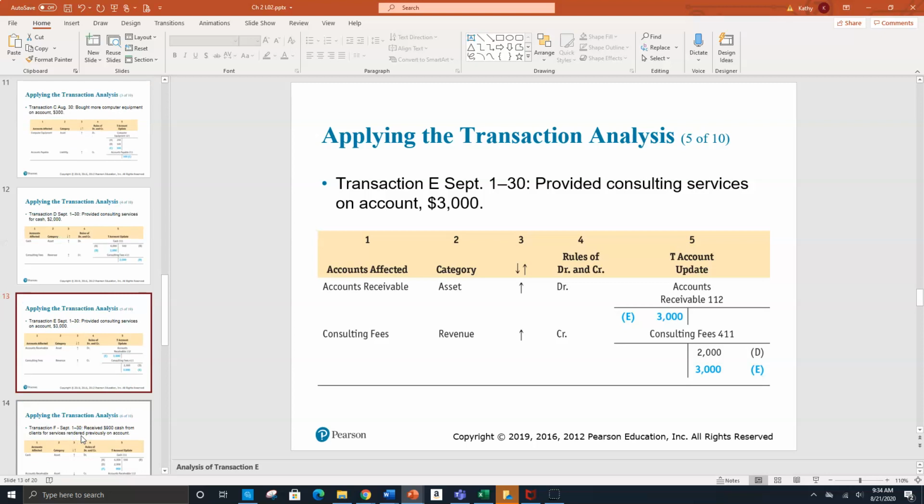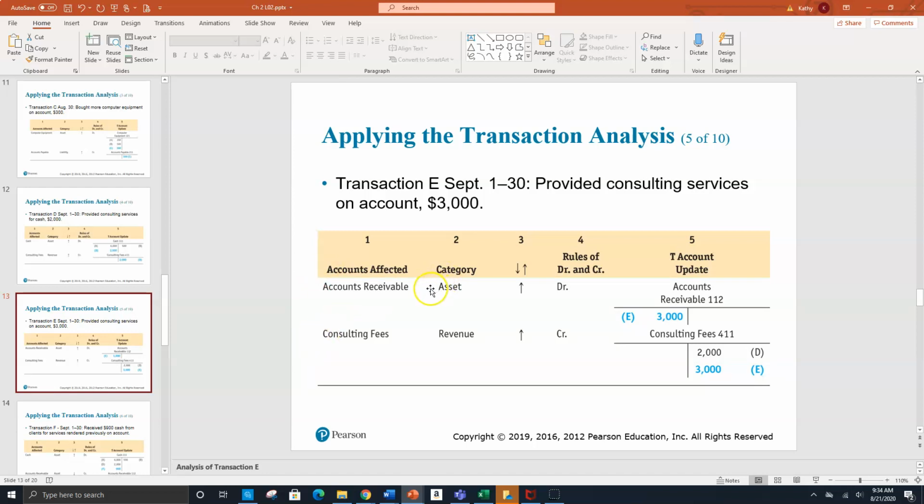Transaction E, provided consulting fees on account. So on account is accounts receivable, because now the customers owe us $3,000. They didn't pay us for their services. So the accounts impacted are accounts receivable and consulting fees.